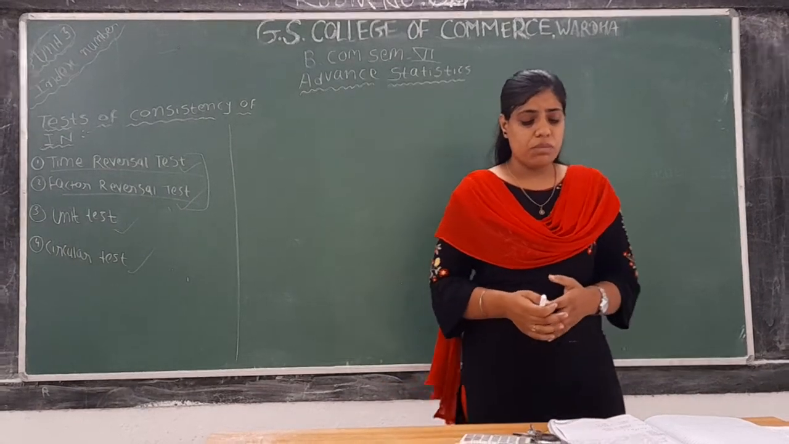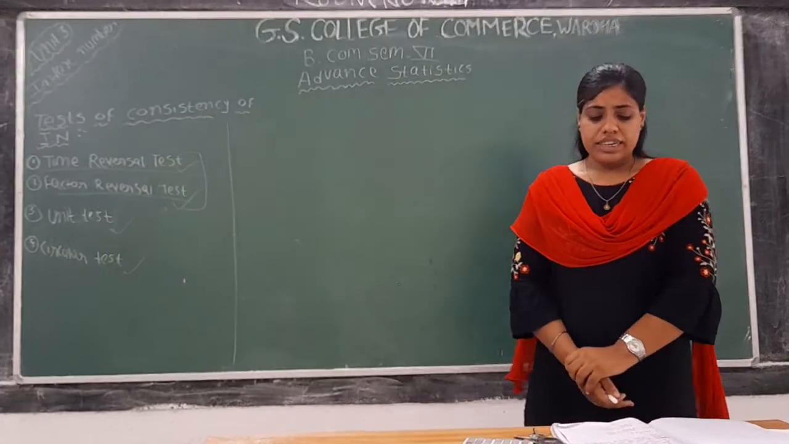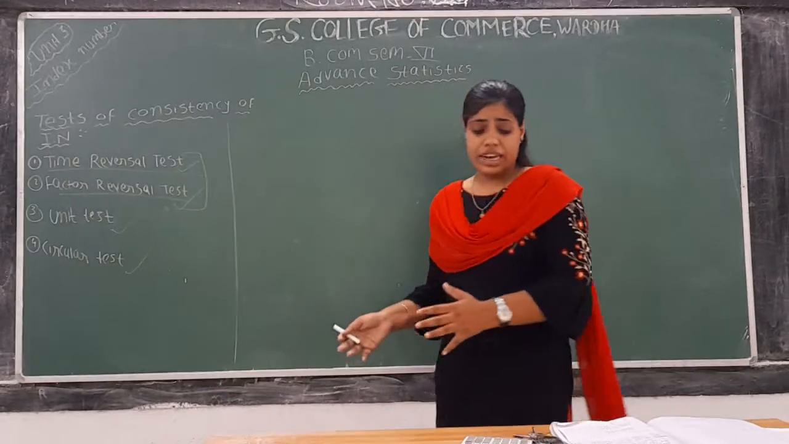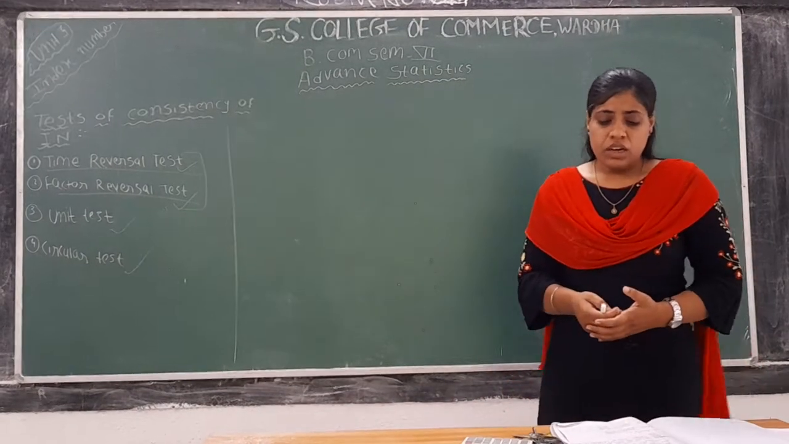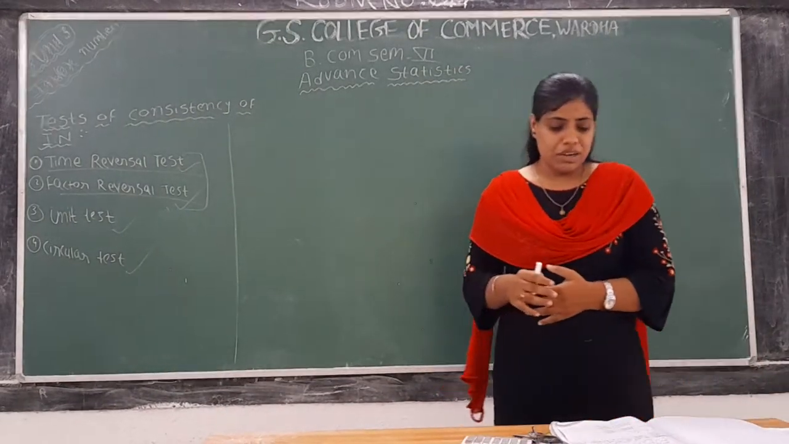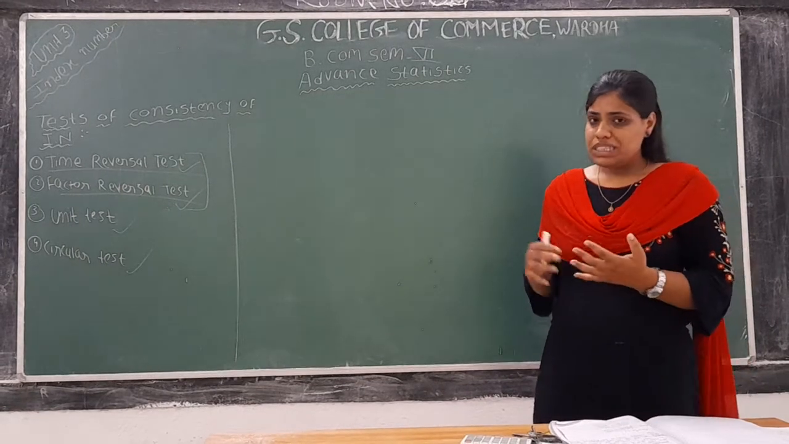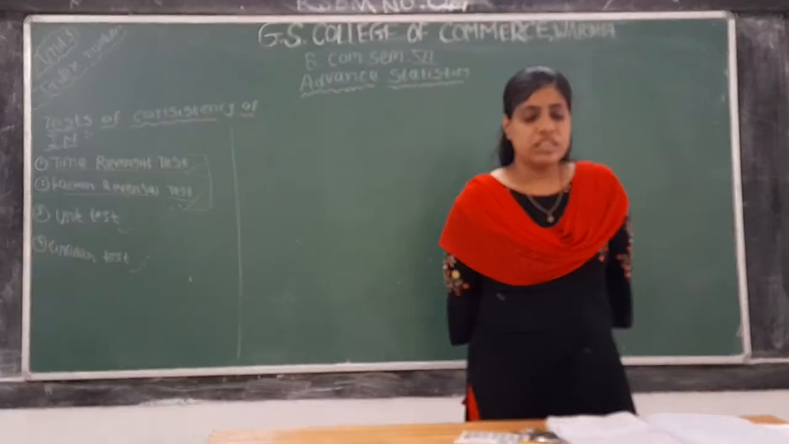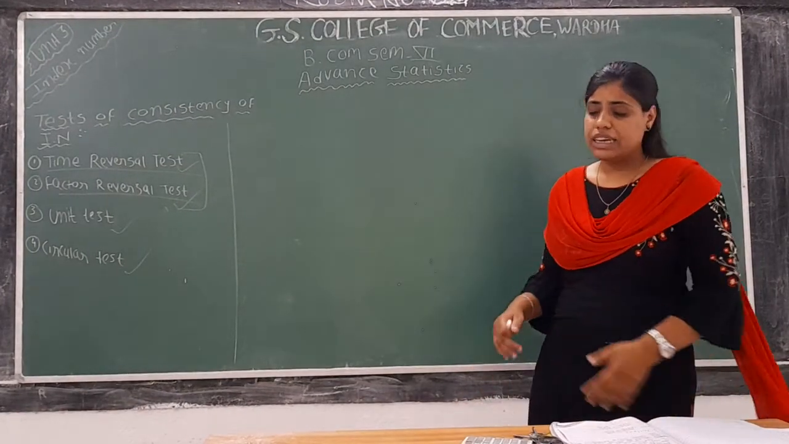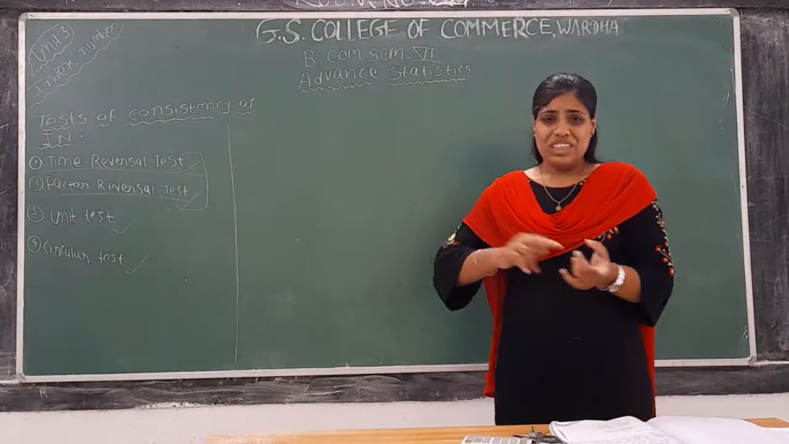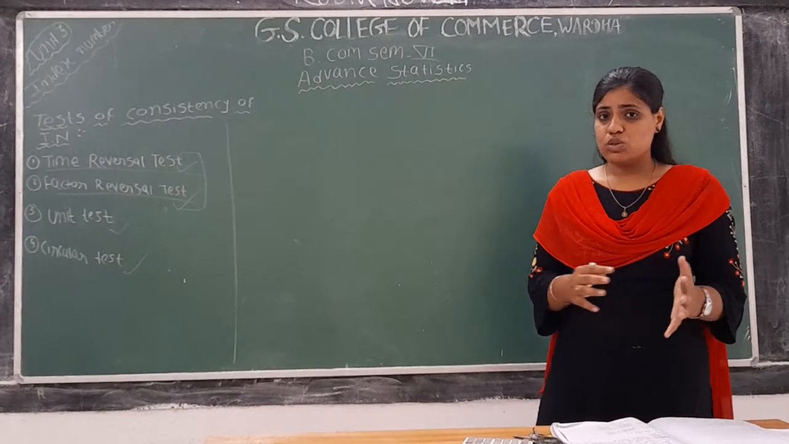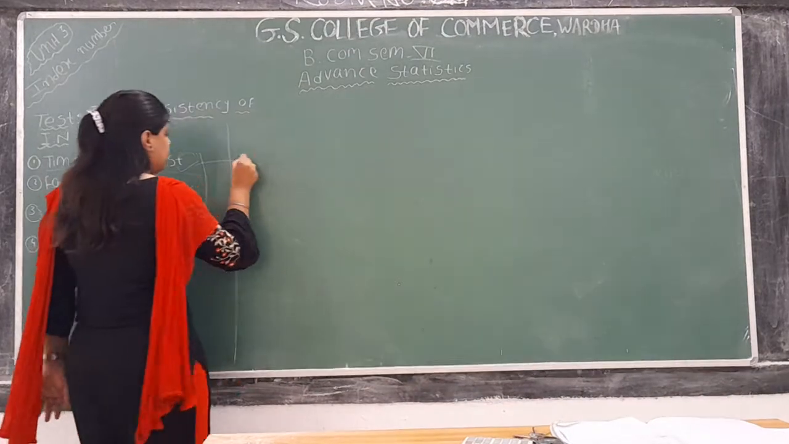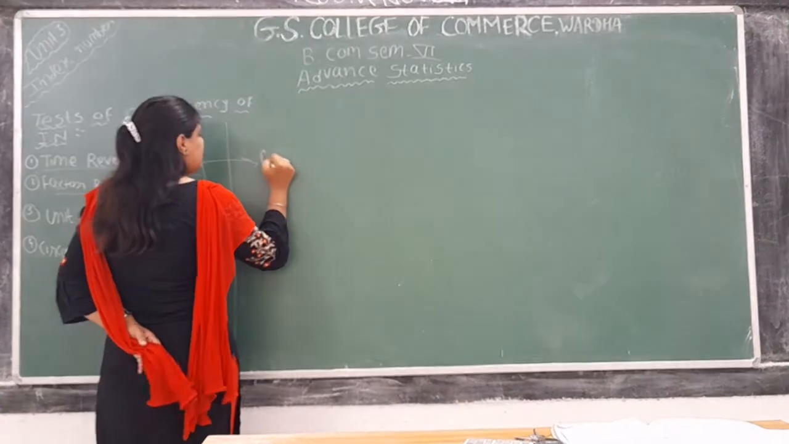Okay, so when we talk about the time reversal test, it guides whether the method works both ways, that is forward and backward. The formula to compute the time reversal test should be such that it gives the same ratio when the base periods are reversed. When the base periods are reversed means generally when we calculate T01.